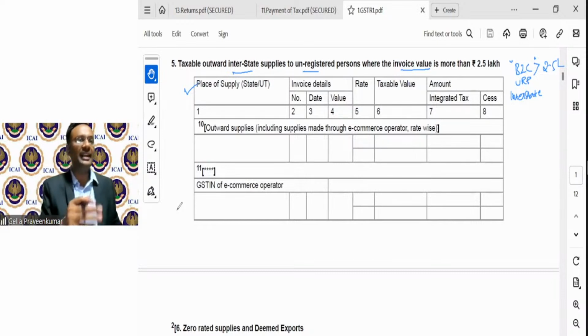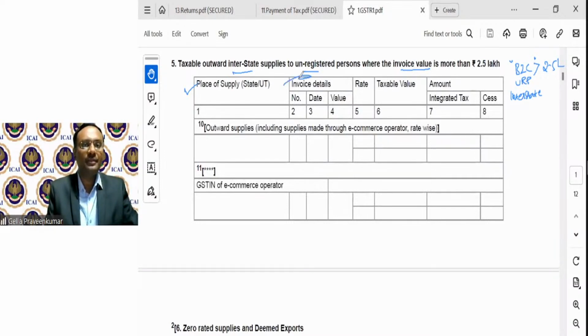This is how some conditions are there under income tax. Similarly, in GST, for statistics purpose, they wanted to know invoice-wise what all B2C supplies are there on which the value of supply is more than 2.5 lakh, which is in relation to interstate.